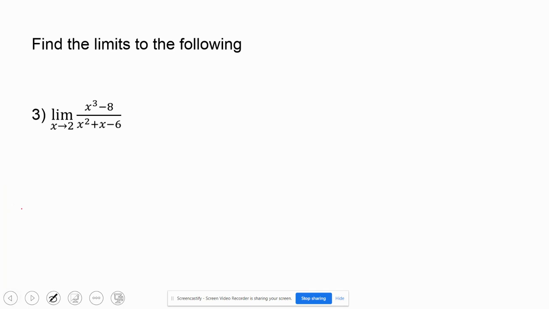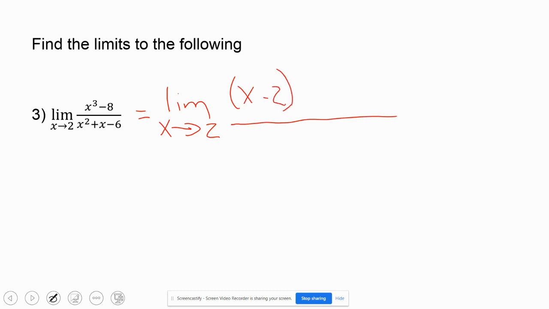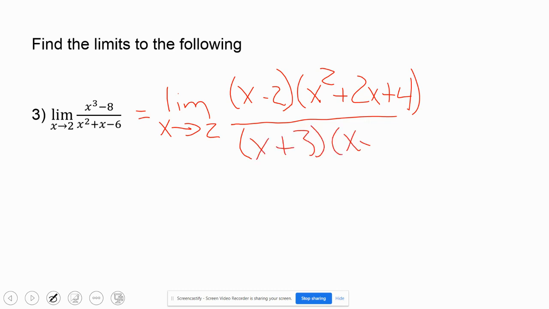So what I need to do is factor this. The limit as x approaches 2. The top we can factor by SOAP, or difference of two cubes: x minus 2 times x squared plus 2x plus 4. The bottom is just unfoiling, or the product-sum method: x plus 3 times x minus 2.